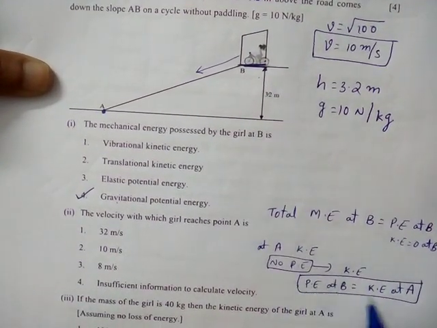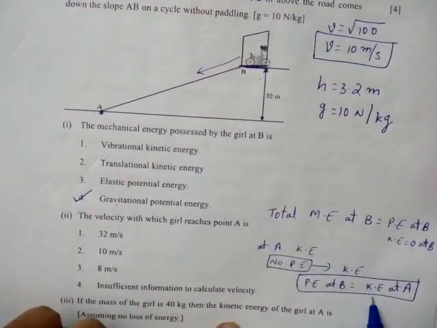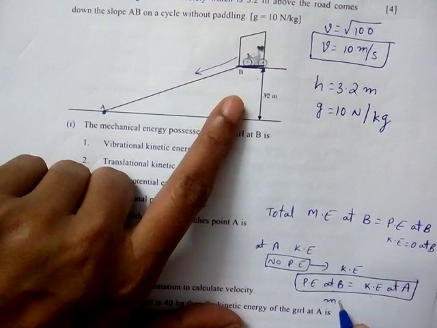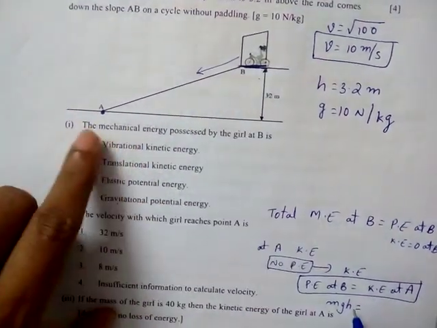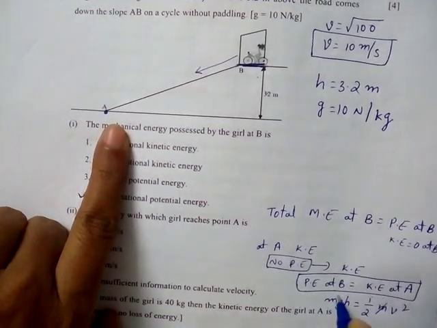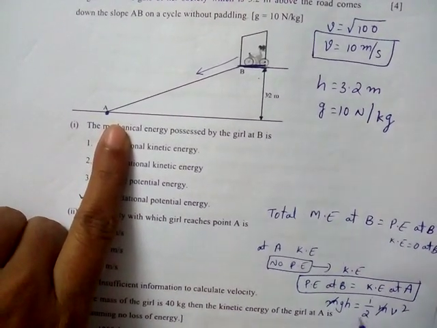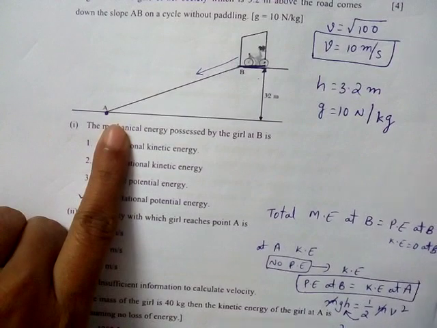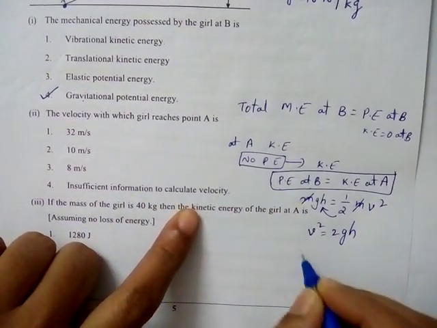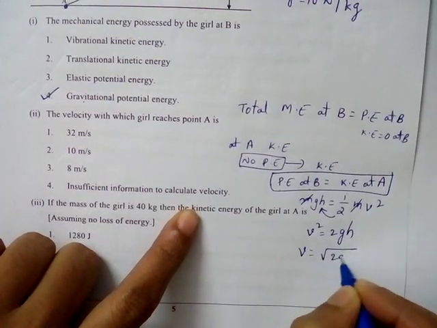Potential energy at B will be equal to kinetic energy at A. So if I find what is potential energy here, it will be mgh. What will be kinetic energy? Half mv square. M will be cancelled. 2 you send here. So V square is equal to 2gh. So V is equal to root of 2gh.